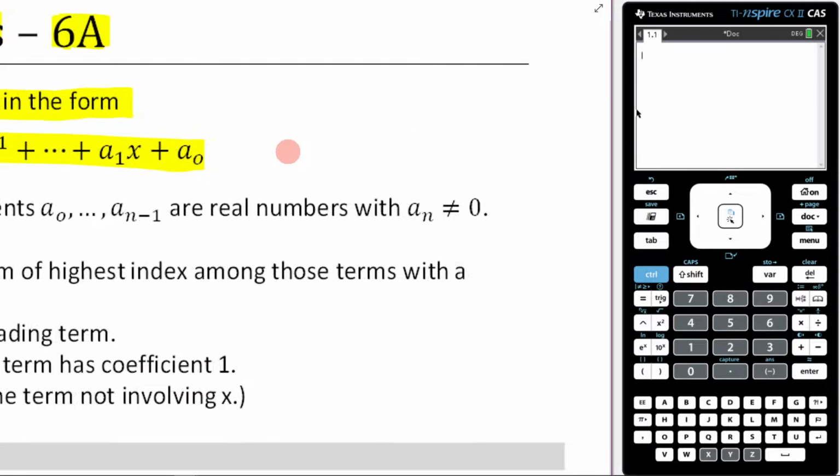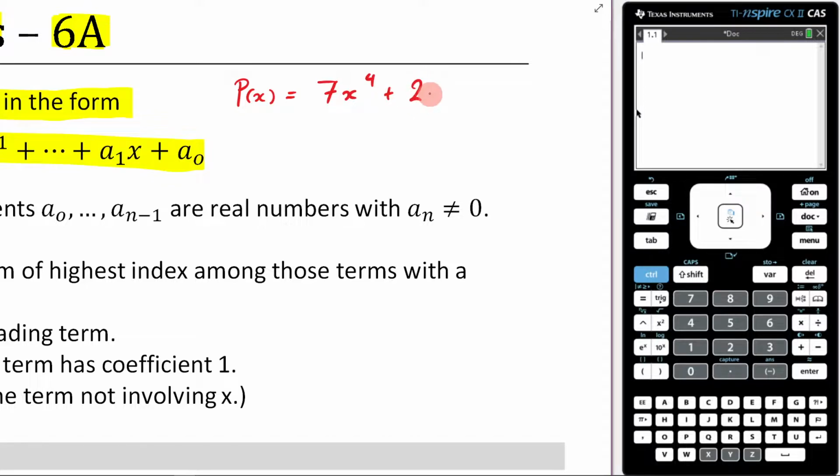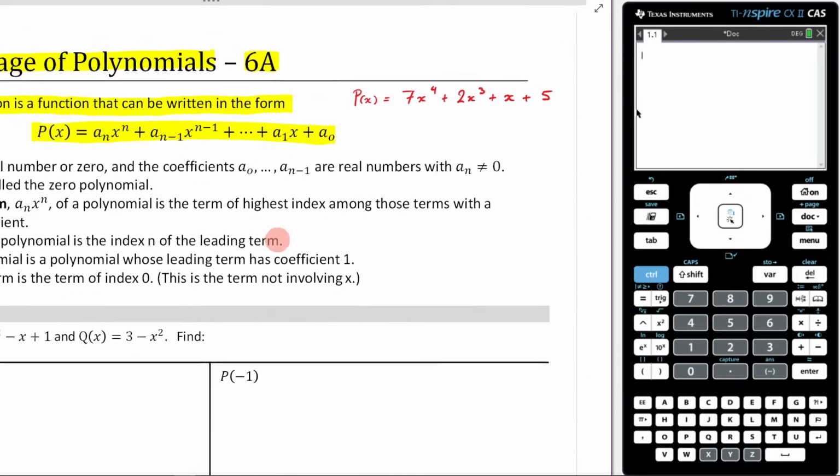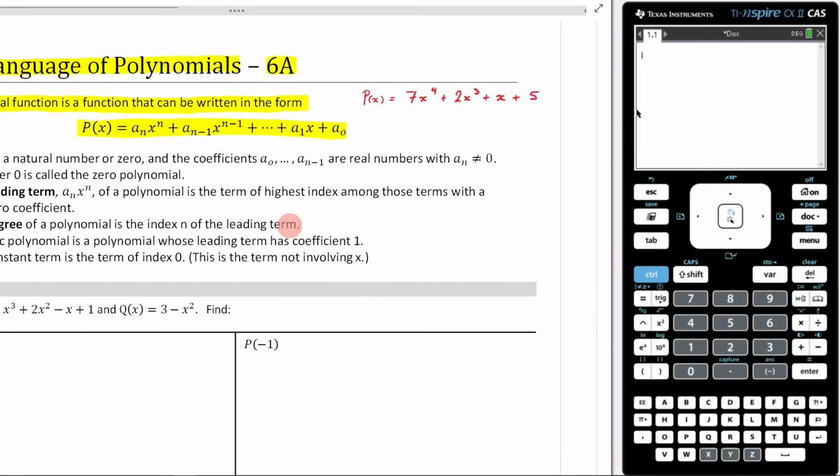So if we come up here for a second, an example of a polynomial could be this. It could be 7x raised to the 4 plus 2x cubed plus x plus 5. That could be a polynomial right there. That's an example of a polynomial. So let's now zoom out here and just interpret what they've given us here.